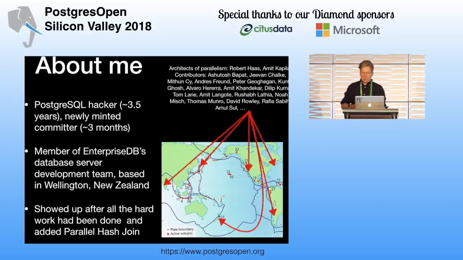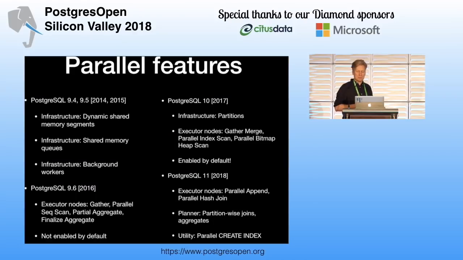There's a huge list of people who've been involved in working on parallelism in Postgres. It started at EDB with Robert Haas and Amit Kapila, but now a whole bunch of people from many different countries and companies have been involved. I personally worked on parallel hash joins, which Magnus mentioned in his talk just now, and I'll be covering a little bit in this talk.